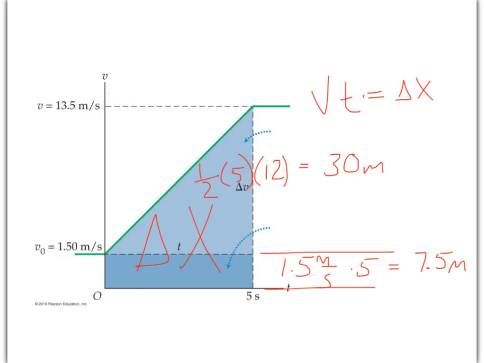All right? So that tells us that our total displacement, TOT for total, equals 37.5 meters. And we found that all by reading this shaded area under the graph.